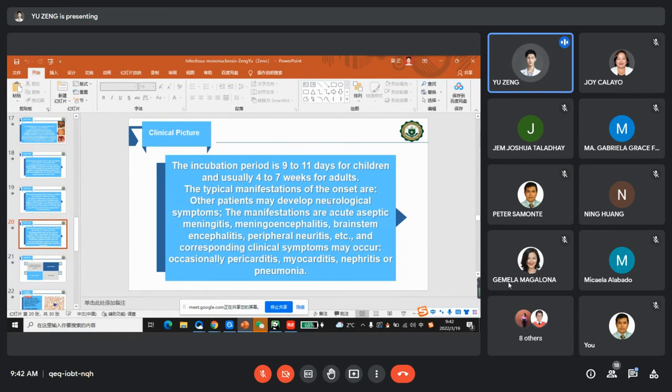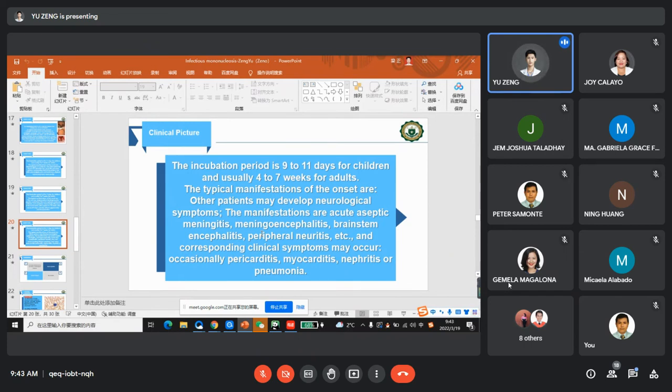Other patients may develop neurological symptoms. The manifestations are acute aseptic meningitis, meningoencephalitis, brainstem encephalitis, peripheral neuritis, etc., and corresponding clinical symptoms may occur.